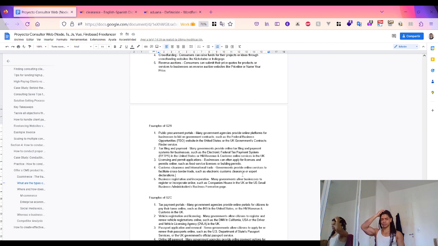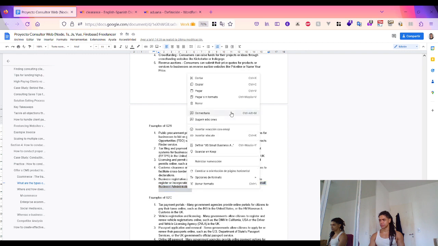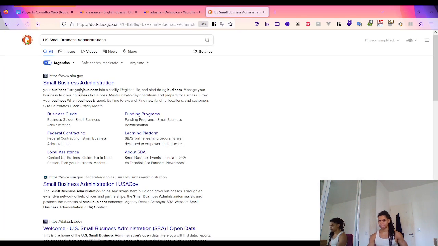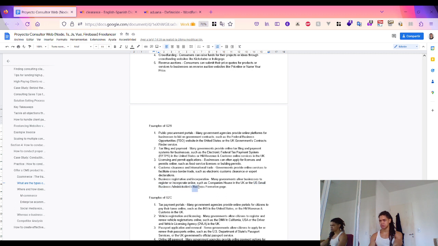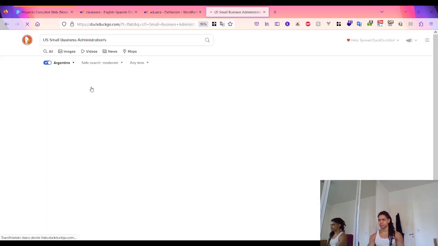And business registrations and incorporations. Many governments allow businesses to register or incorporate online, such as Companies House in the UK, or the US Small Business Administration, for incorporation. This is to register companies. The U.S. Small Business Administration.